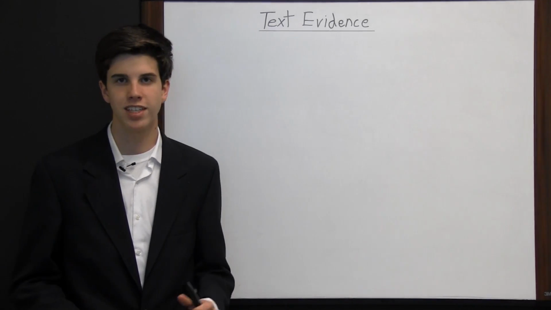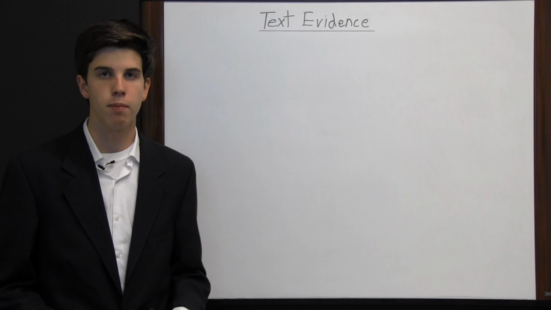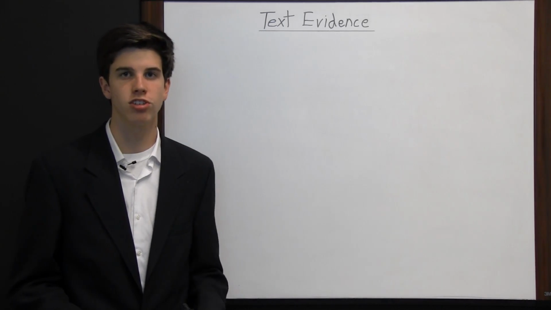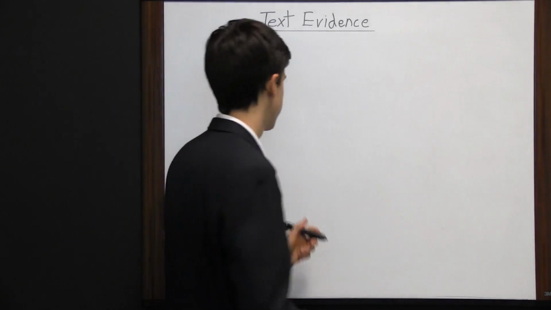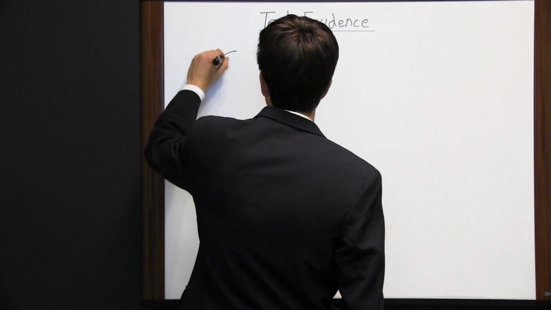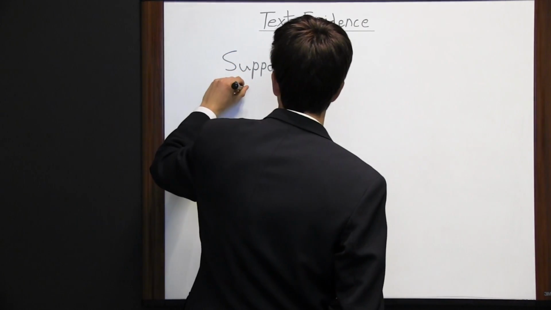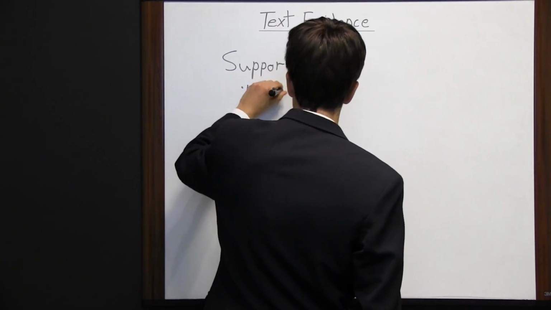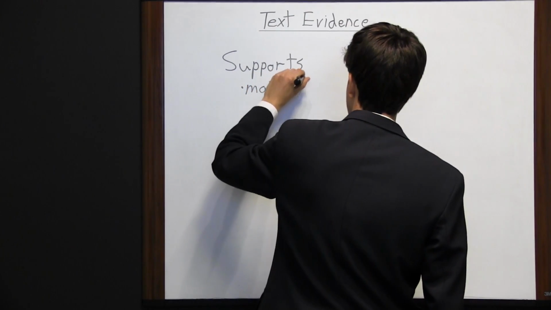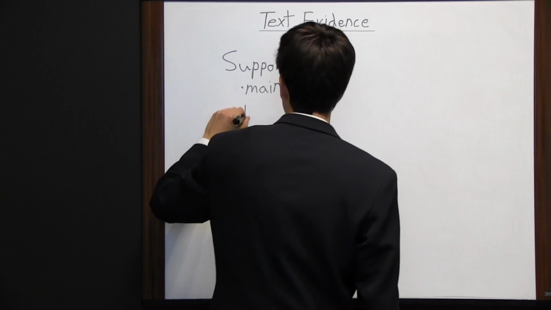Text evidence is basically information in a text that backs up the main point or points throughout the story. So I want to write up some main points up here about text evidence. Like I said, it supports the main point or the points throughout the story.